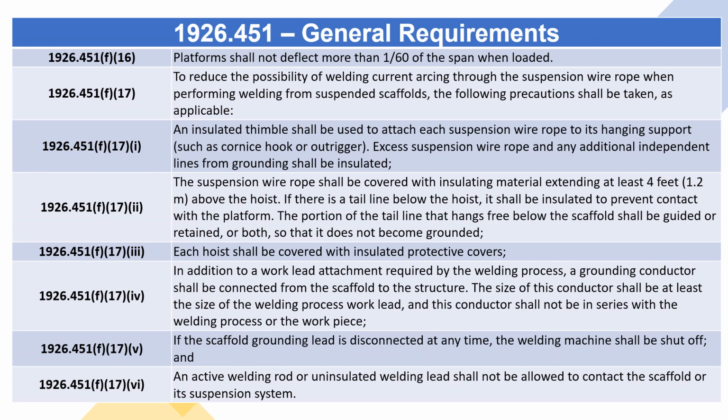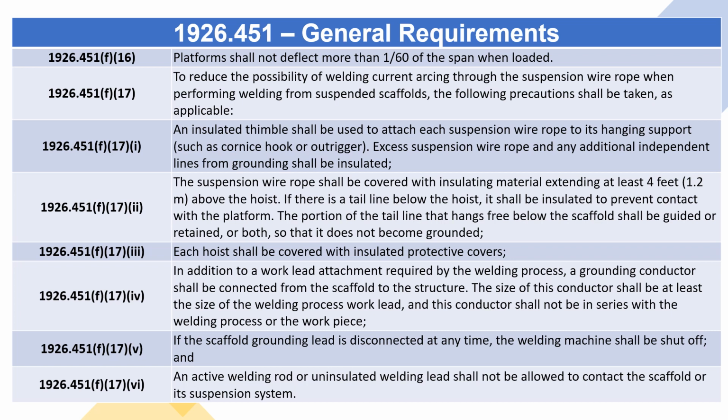1926.451(f)(16): Platforms shall not deflect more than 1/60th of the span when loaded. 1926.451(f)(17): To reduce the possibility of welding current arcing through the suspension wire rope when performing welding from suspended scaffolds, the following precautions shall be taken, as applicable.